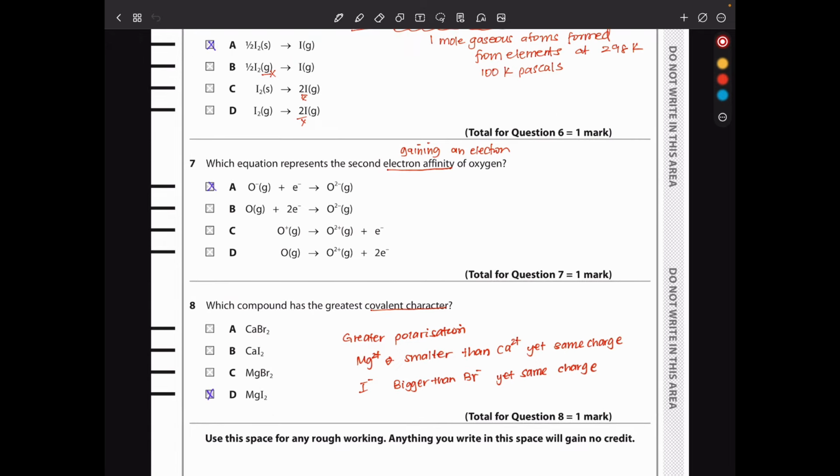Electron affinity is about gaining electrons. So if it's gaining the second, it's already negatively charged and gaseous. So gaining to become O2 minus gaseous, the answer is A.